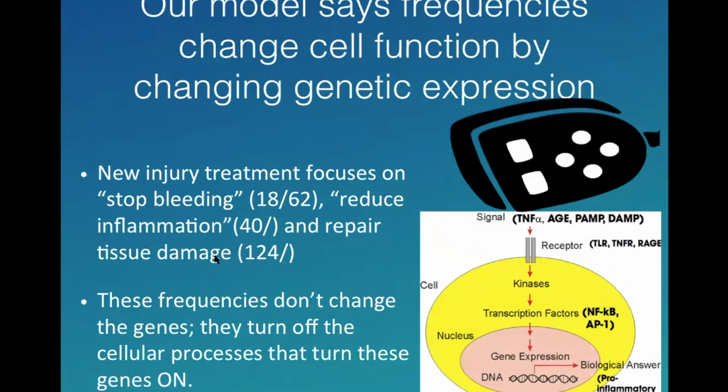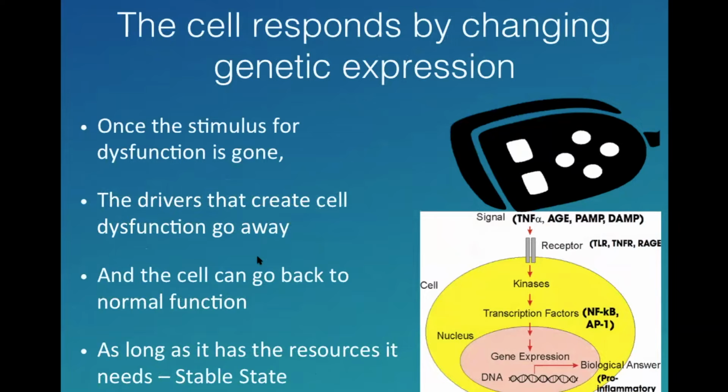You have to treat the cause. What causes these new injury genes to go on? Bleeding, inflammation, tissue damage. We use those frequencies to treat the cause and change genetic expression. So the cell responds by changing genetic expression. Once the stimulus for the dysfunction is gone, the drivers that create cell dysfunction go away, and the cell can go back to normal function as long as it has the resources that it needs. That takes us back to the whole stable state strategy.